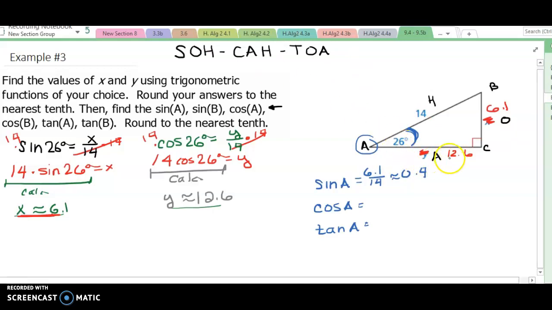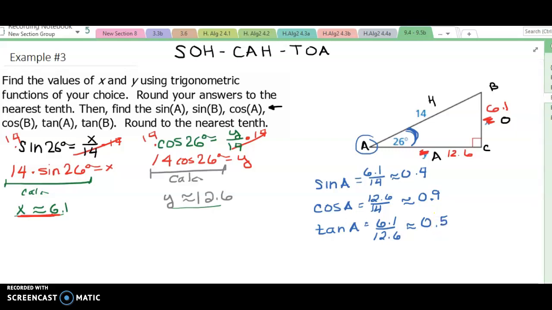The cosine of A would be 12.6 over 14. And when you put that into your calculator, you get roughly 0.9. And then tangent of A would be opposite over adjacent, so 6.1 over 12.6 gives you about 0.5. And that's rounded by quite a bit, guys.